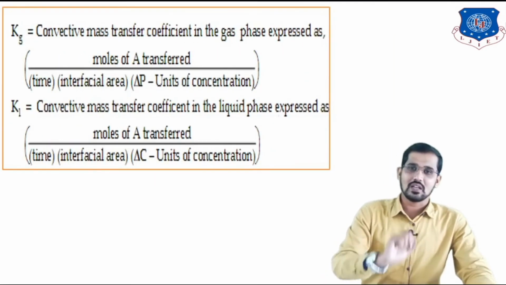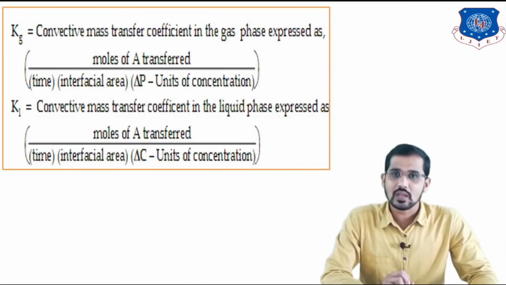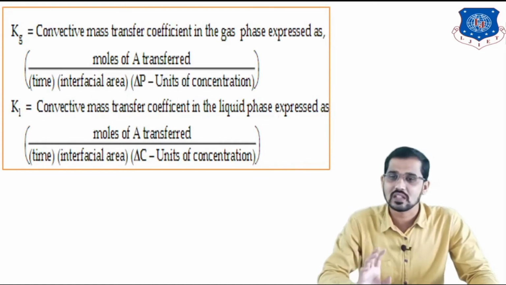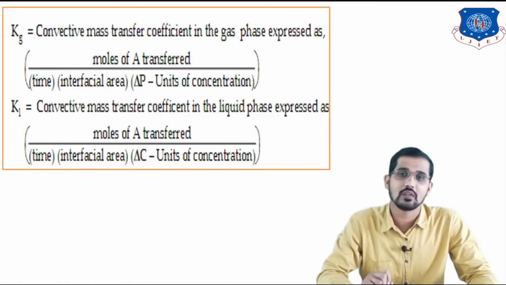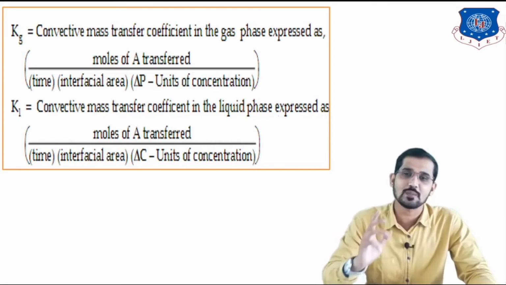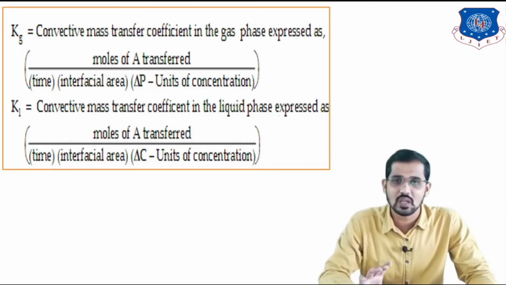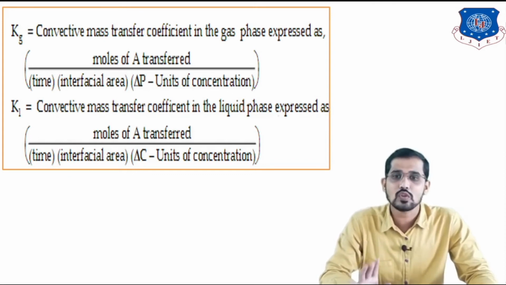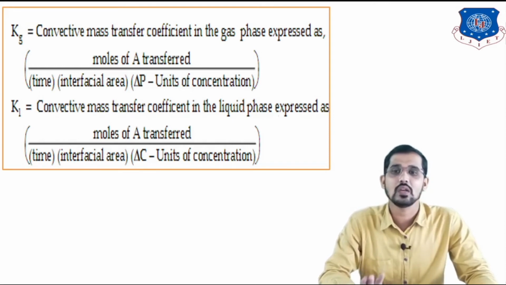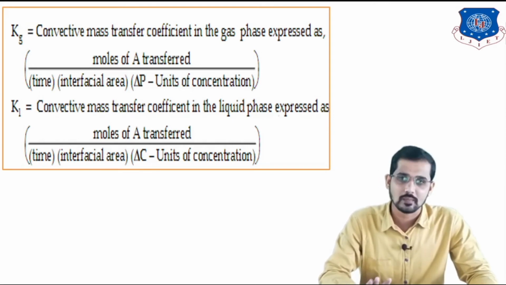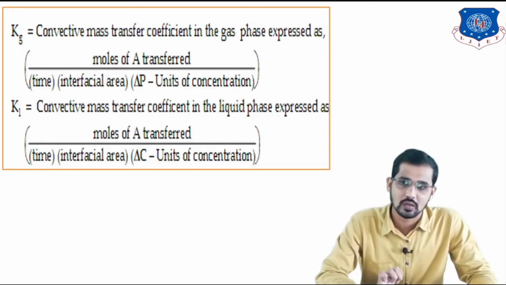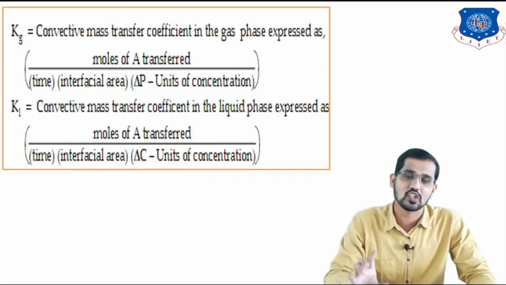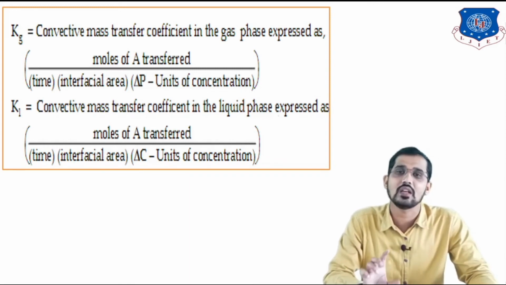Now, what is the meaning of Kg? It is the mass transfer coefficient for the gas phase, and small kl is also the mass transfer coefficient for the liquid phase. How do we write the expression for this? Kg is the convective mass transfer coefficient in the gas phase, and it is represented by moles of A transferred divided by time into interfacial area into delta P. This is the unit of concentration. I told you the units of concentration for the gaseous phase can be represented in terms of the partial pressure. That's why we have written delta P here.